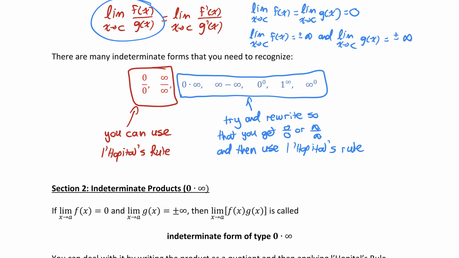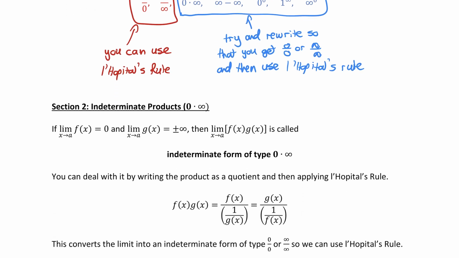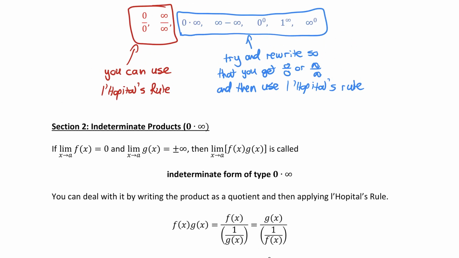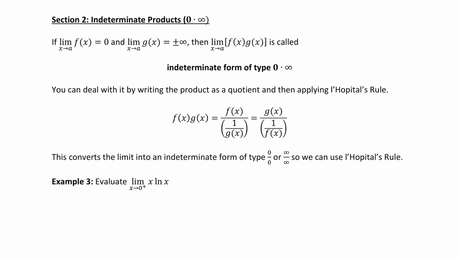Let's start by looking at the indeterminate product 0 times infinity. So if the limit of f at x as x approaches a is 0, and the limit of g at x as x approaches a is plus or minus infinity, then the limit of their product is called indeterminate form of 0 times infinity. What we can do to try and make it be indeterminate form of 0 over 0 or infinity over infinity is rewrite the product in this way.